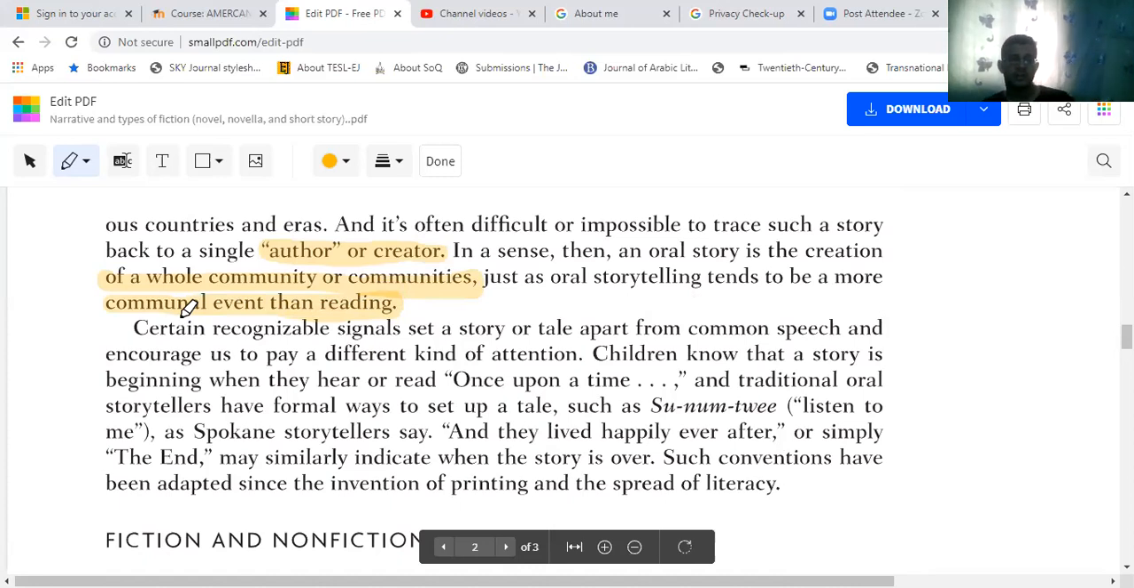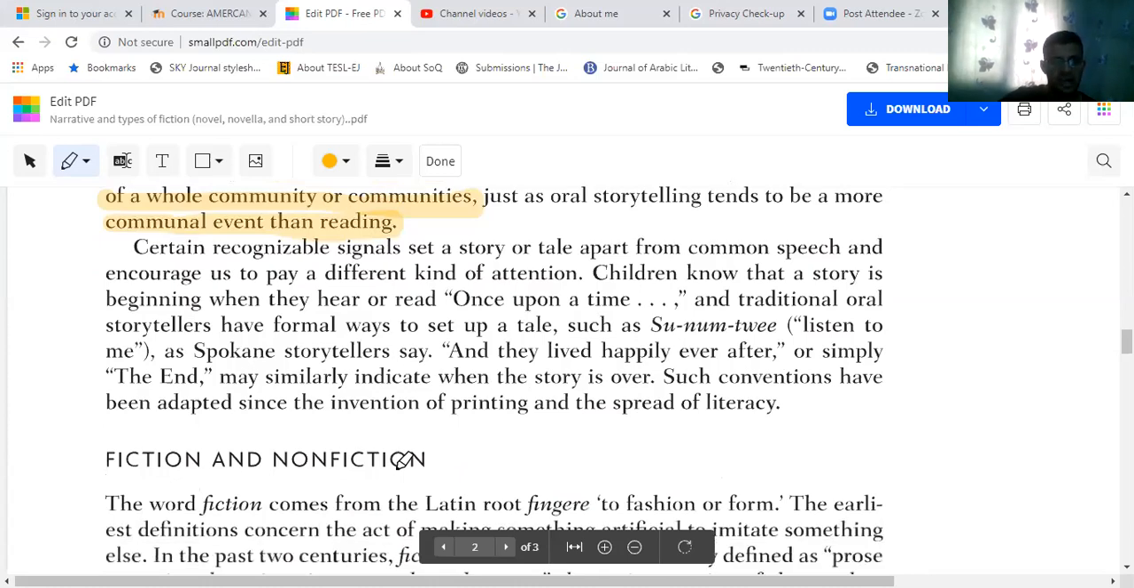Certain recognizable signals set a story or a tale apart from common speech and encourage us to pay a different kind of attention. Children know that a story is beginning when they hear or read Once Upon a Time. And traditional oral storytellers have formal ways to set up a tale, such as Sumam Tui, listen to me, as a Spokane storyteller says. And they lived happily ever after, or simply the end, may similarly indicate when the story is over.